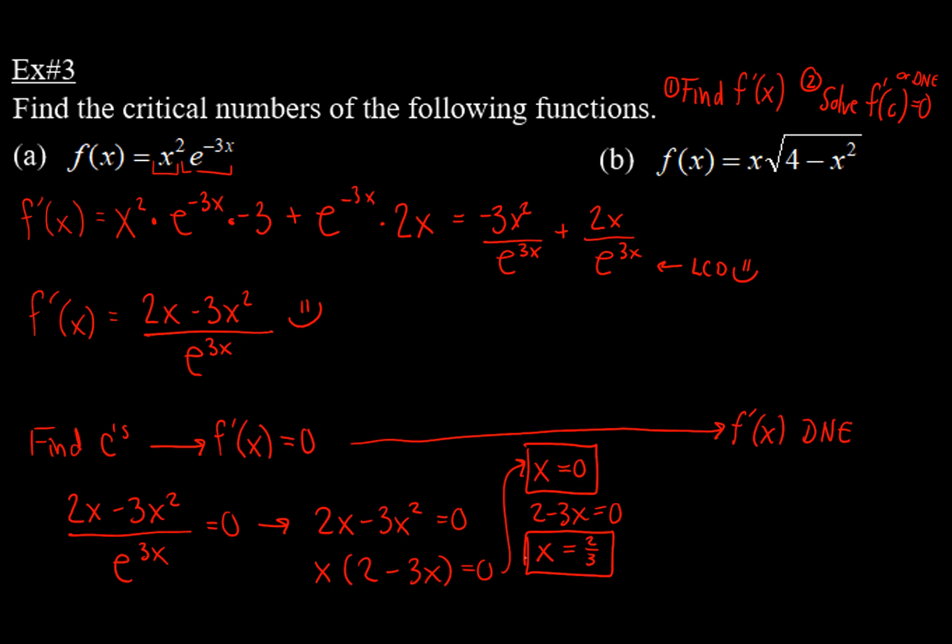If I want to see where f prime of x does not exist, that's when my denominator is a problem, because I only have a domain issue with the denominator. But the denominator is an exponential function, and an exponential function, if it's just like this and I don't have any plus or minuses in the base, is never going to equal 0, so this is no solution. So I'm going to have x equals 0 and x equals 2/3.